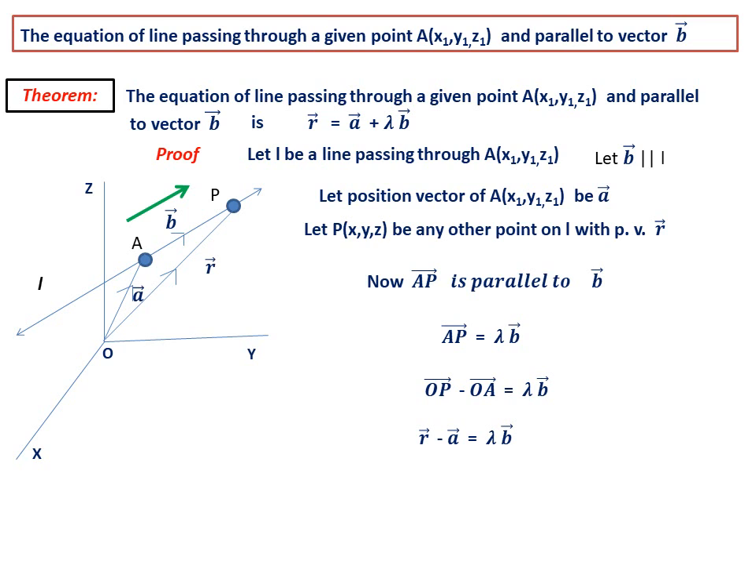Now substitute. OP is R and OA is A. Therefore R minus A equal to lambda times B. That is vector R minus vector A equal to lambda times vector B. This is the equation of the line, or we can take A to the right side. Therefore vector R will be equal to vector A plus lambda times vector B. This is the proof of equation of the line in vector form. We have to prove the same thing in Cartesian form also. Let us proceed.